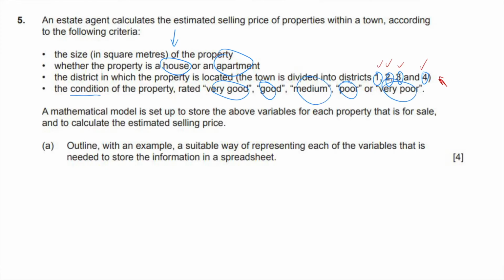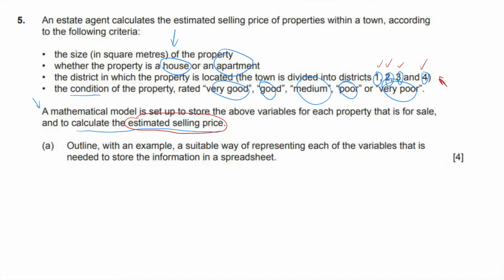So we have four variables. And here we see that a mathematical model is set up to store the above variables for each property that's for sale and to calculate the estimated selling price. So our ultimate goal is going to be calculating the estimated selling price. Now, the first part of this question is outlined with an example, a suitable way of representing each of the variables that is needed to store the information in our spreadsheet.